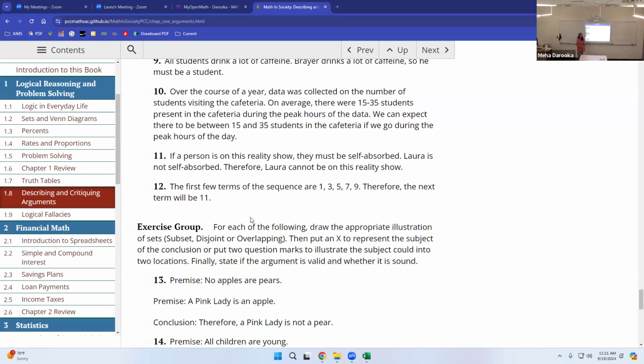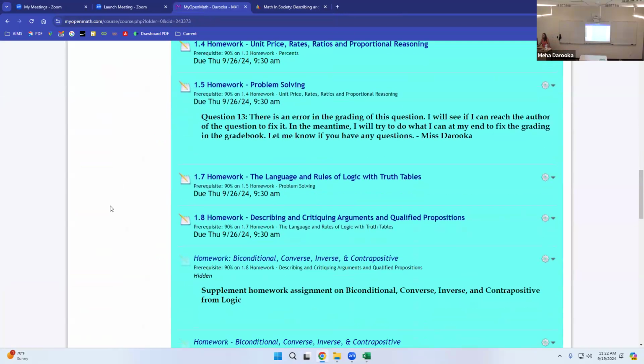Okay, so like I said, I don't want to scare you, so we're not going to be doing any more truth tables. Your truth tables are what you saw in 1.7. I didn't really show you a biconditional truth table, did I?